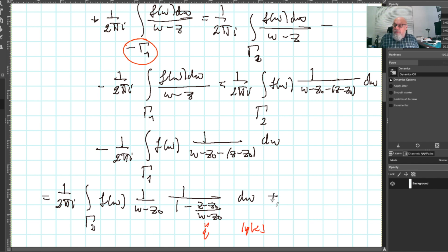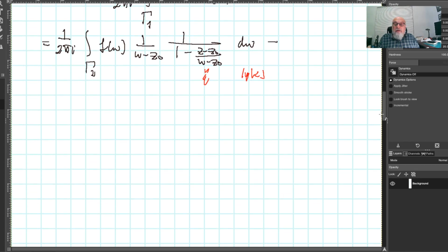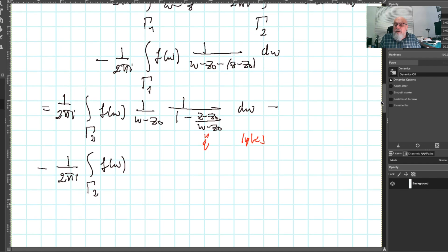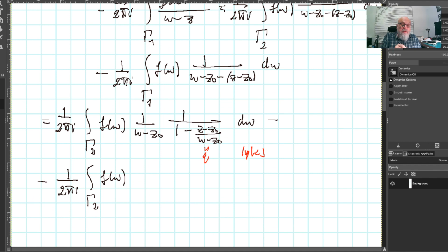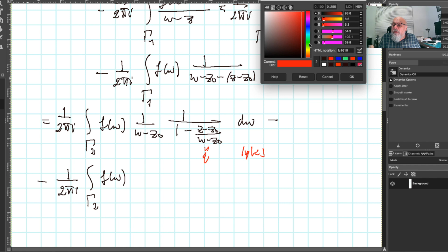And we have also minus, sorry, this is minus. And then we put it like this. This is minus, don't forget it. And I have gamma 2, and this is f(w). And now let's look here. This is the second one. So let me choose some color, just for the purpose of yellow maybe, like this.